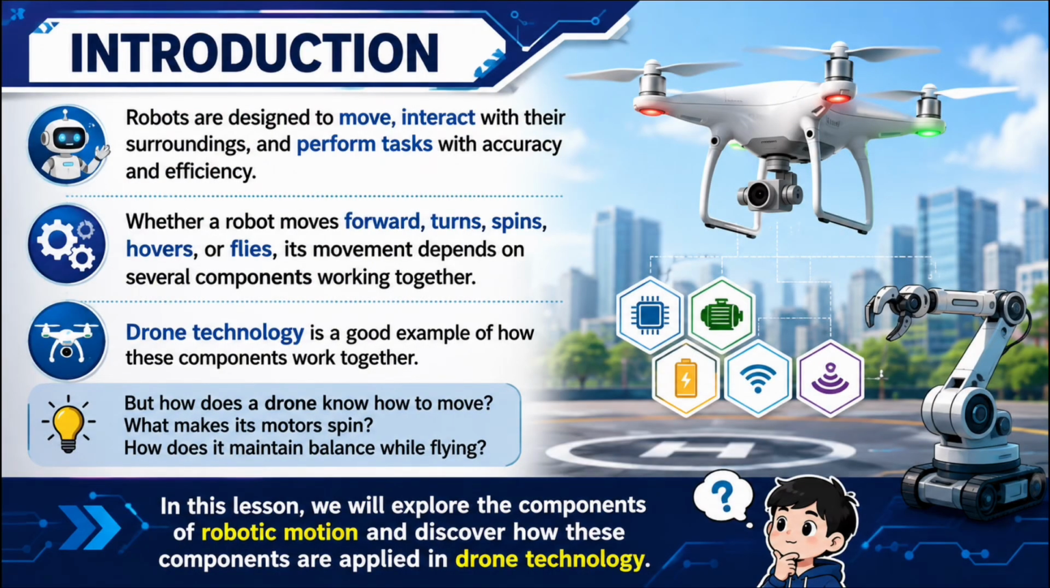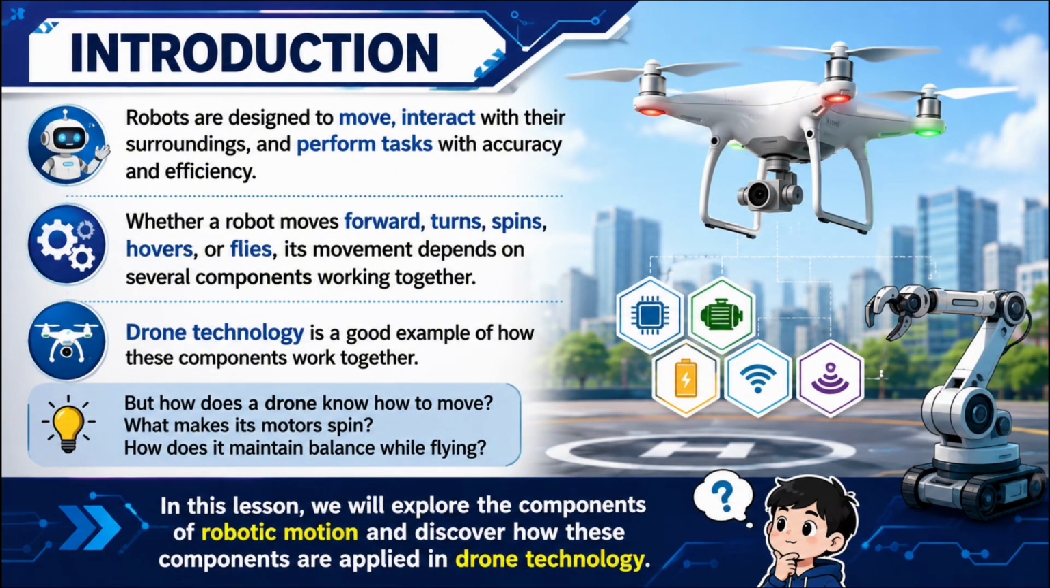Robots are designed to move, interact with their surroundings, and perform tasks with accuracy and efficiency. Whether a robot moves forward, turns, spins, hovers, or flies, its movement depends on several components working together. A drone is a great example. A drone can take off, move forward or backward, turn, rotate, hover in one place, and land.